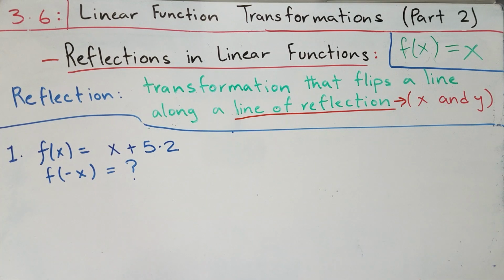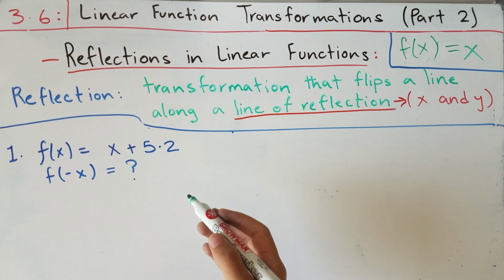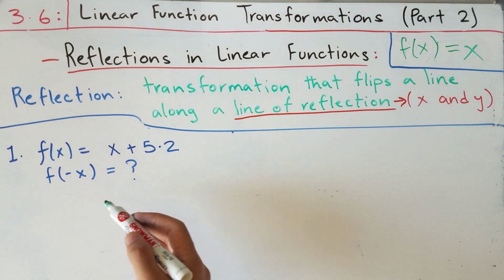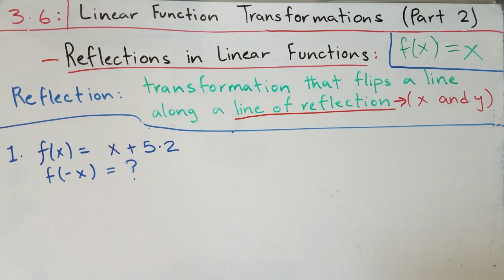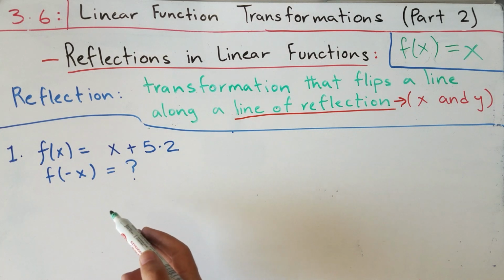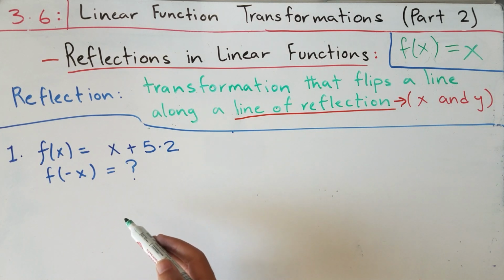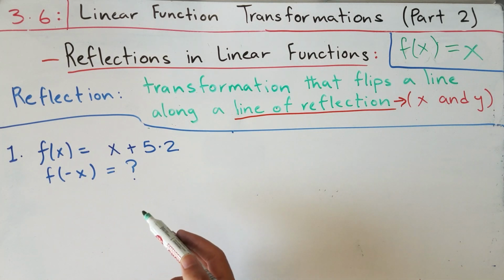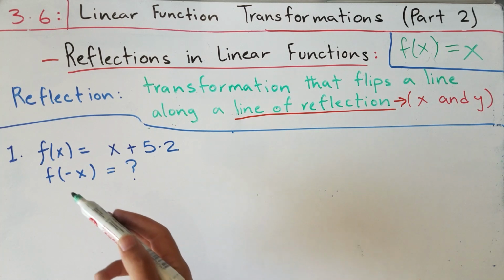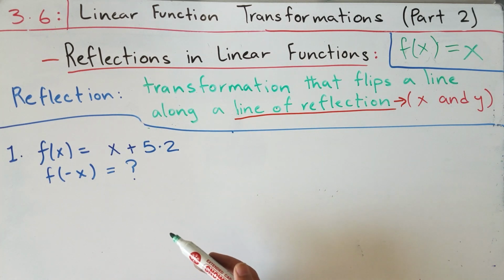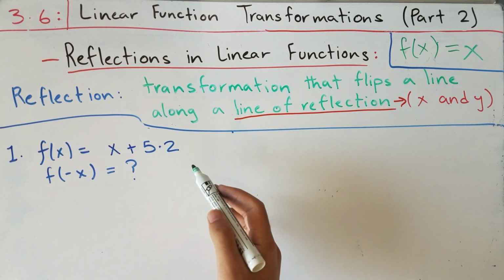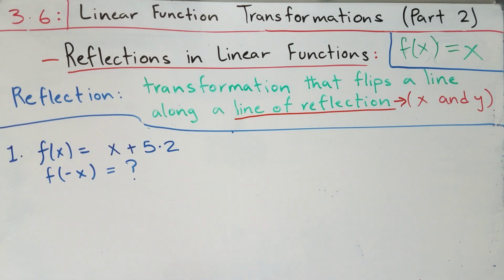In this case, we're given that f(x) equals x + 5.2, and we're asked to find f(-x). From the scenarios we just did, we know that f(-x) means that you're only changing your x values, but you're not changing your y values at all, because f(-x) will equal f(x) for all x values that you pick. And we also learned that f(-x) means that we're reflecting the line x + 5.2 along the y-axis, which also means that our y-intercept will remain the same.